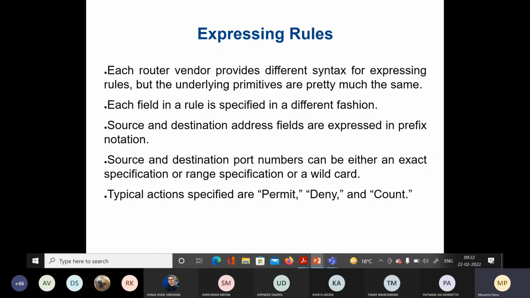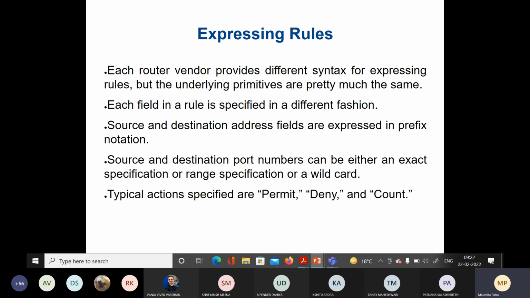So now let's get to the rules part. Let us talk about expressing rules. First, we can have routers made by different vendors, right? Different vendors can have different ways of expressing the rules. But when you have different routers at different points in the backbone network, it will become very difficult to have different rules for these different packets and then take actions accordingly.